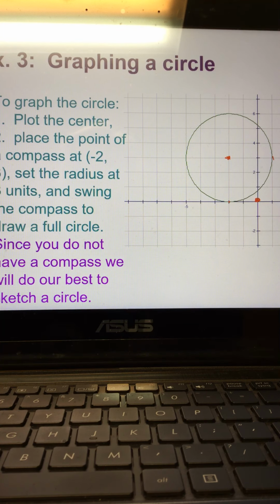Your radius is 3 units. So you're going to count horizontally 1, 2, 3 units, so your circle's got to touch there. You're going to count up vertically 1, 2, 3, so your circle would touch here. Then 1, 2, 3 horizontally to the left, and 1, 2, 3 vertically down. So these are points that you would use, and you're just going to do the best you can drawing a circle. And I'm drawing it with a pointer.